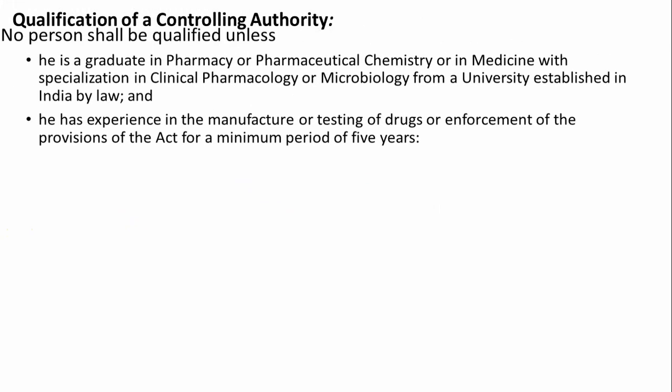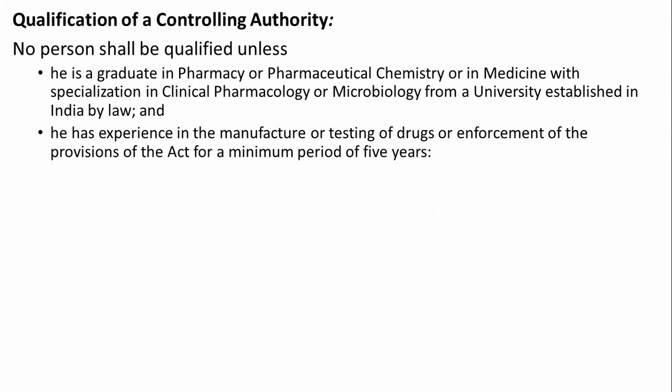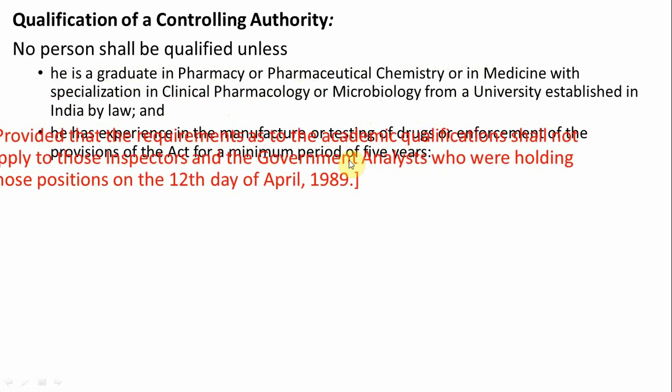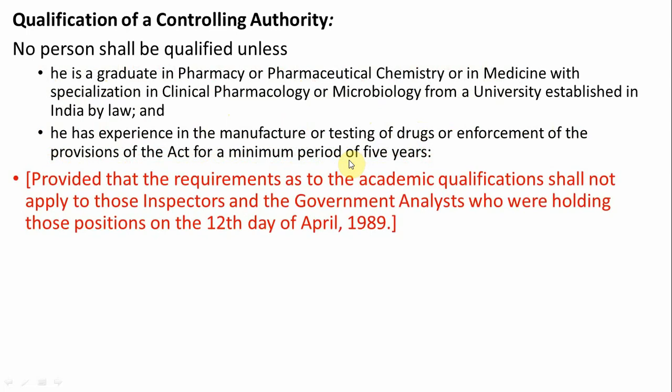The next, qualification of a controlling authority. No person shall be qualified unless he is a graduate in pharmacy or pharmaceutical chemistry or medicine with the specialization in clinical pharmacology or microbiology from a university established in India. Then he has experience in the manufacture or testing of drugs or enforcement of the provisions of the Act for a minimum period of 5 years. Provided that the requirements as to the academic qualifications shall not be applied to those inspectors and the government analysts who were holding those positions on the 12th day of April 1989.